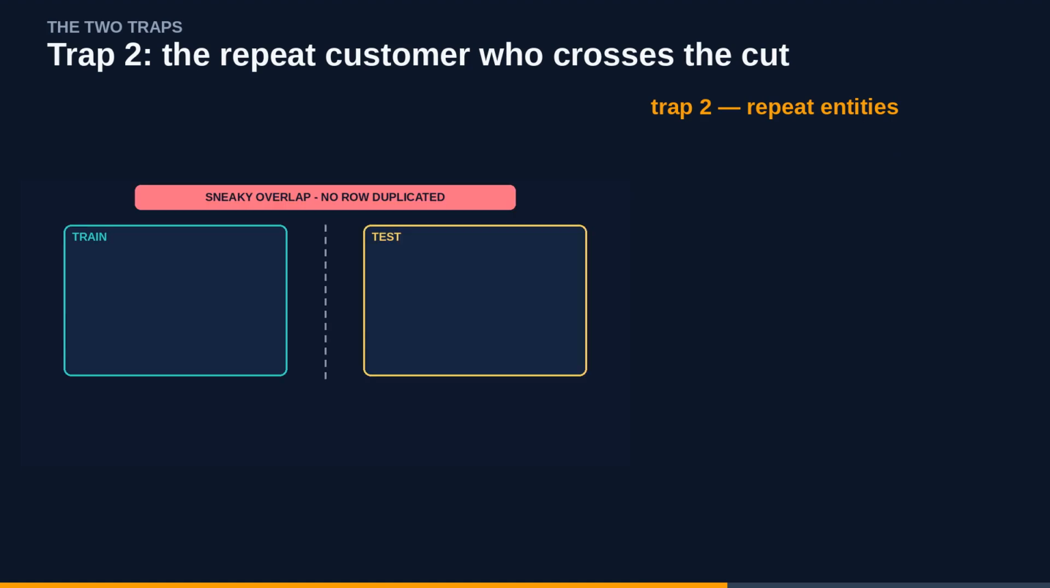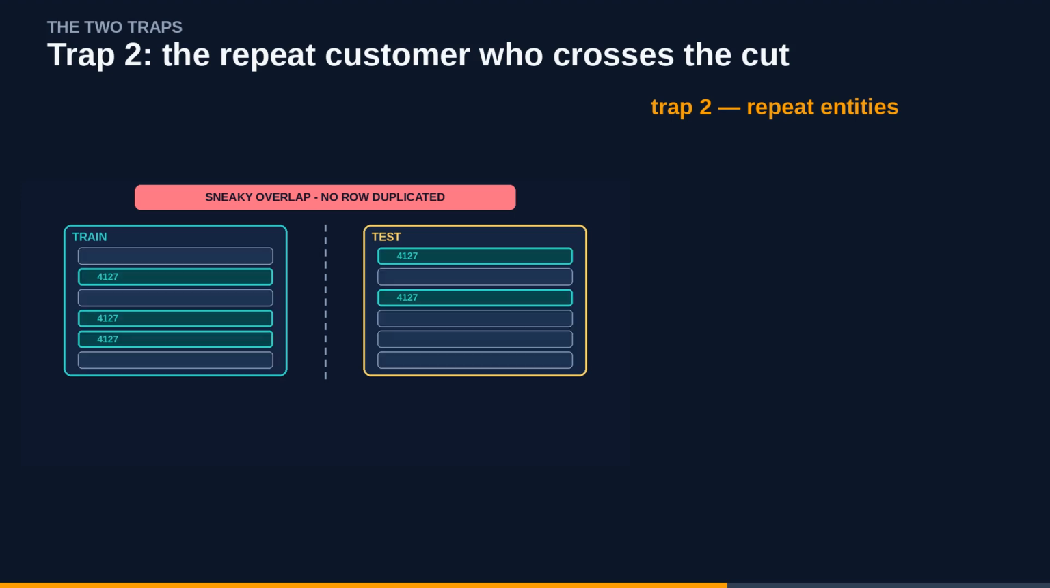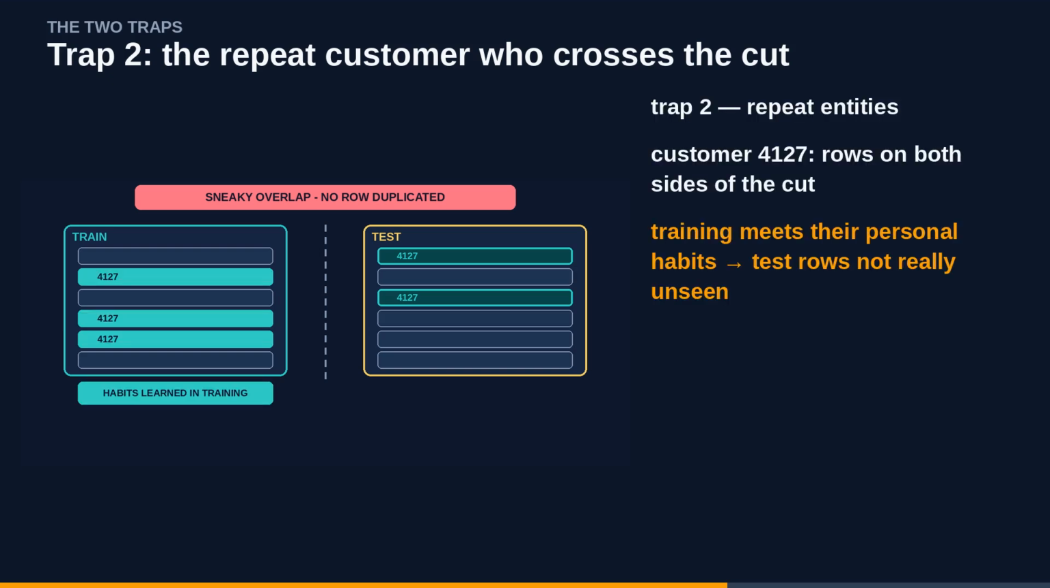Trap 2 is sneaky because no single row is duplicated anywhere. Say the job is to predict each customer's next month, and customer 4127 has some rows in the training pile and some rows in the test pile. During training, the model meets that customer's personal habits, when they shop, what they spend. Then it is tested, supposedly on the same customer. Those test rows are not really unseen. The model is part remembering, not predicting.